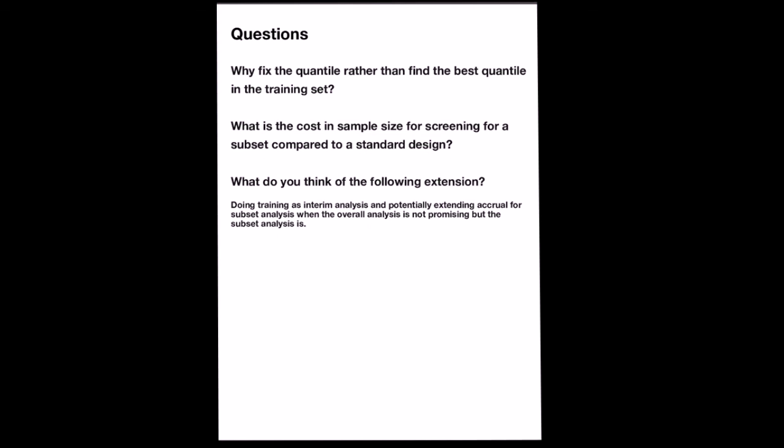And finally, I think there's a potential obvious extension that I wanted to bring up for comment. As was pointed out, when we do the adaptive signature design, it was not really done as an interim analysis in which you would change anything as you go on in the clinical trial. It was really just how you structure your analysis at the end and to have an adaptively defined subset. But you could do it as an interim analysis and potentially extend accrual, the total size of the trial, so that you'd improve the power for the subset analysis when the interim analysis indicated that the average treatment effect is not promising, but the subset analysis might be.